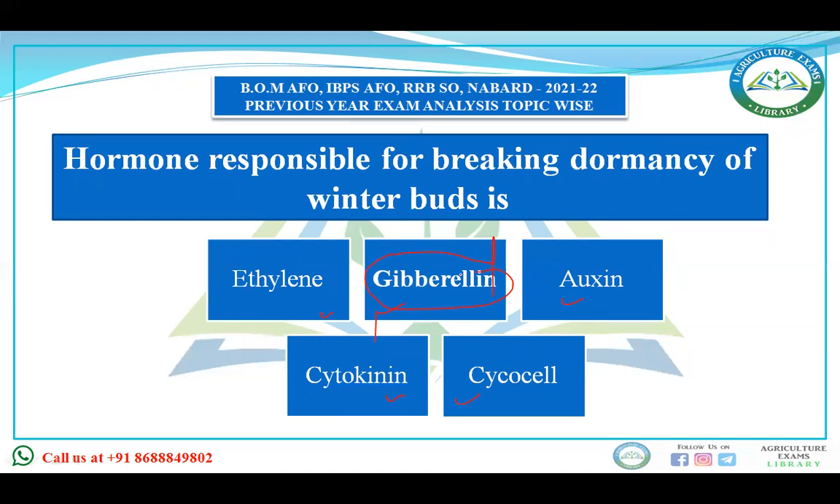Okay, when you talk about auxin, suppose if you talk about IAA, then it prevents premature fruit drop. IBA is responsible for root formation. Okay, when you talk about cytokinin, that is also responsible for the stimulation of cell division. Abscisic acid induces dormancy and stomata closure.